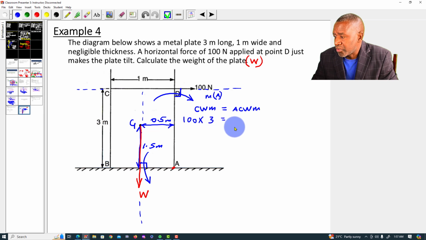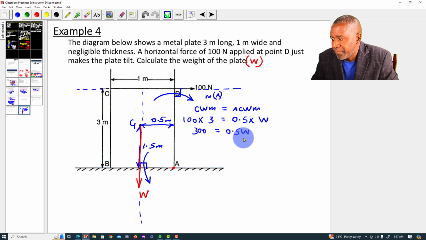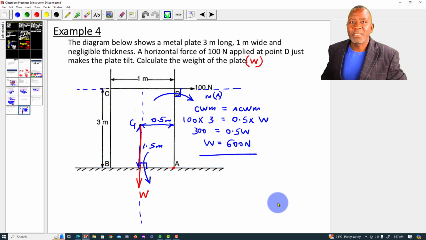So we are going to say this one is equal to 0.5 as the distance times W. And we are going to see that 300 is equal to 0.5 W. We divide both sides by 0.5 and our answer for the weight will be 600 newtons. So it is just as simple as that.